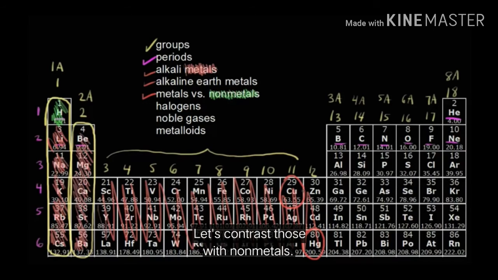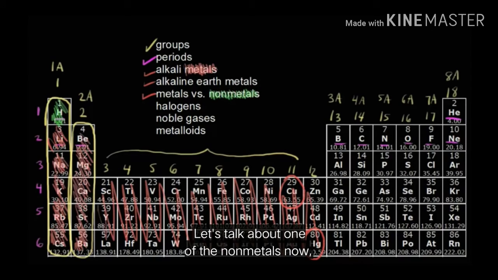So let's contrast those with nonmetals. So nonmetals, if you have a solid nonmetal, those solids would tend to be brittle, not malleable like metals. Nonmetals are poor conductors of heat and electricity. So you find nonmetals in different states of matter.